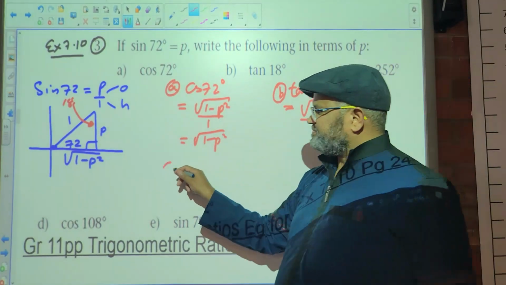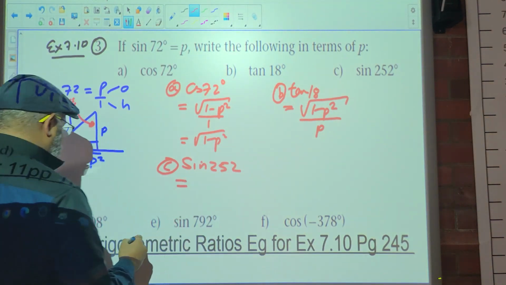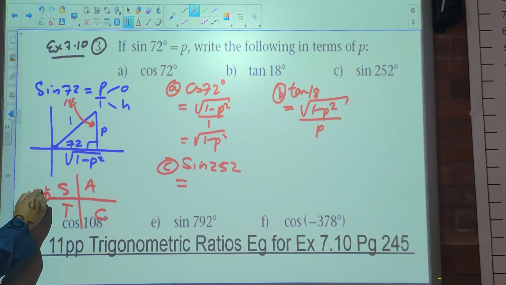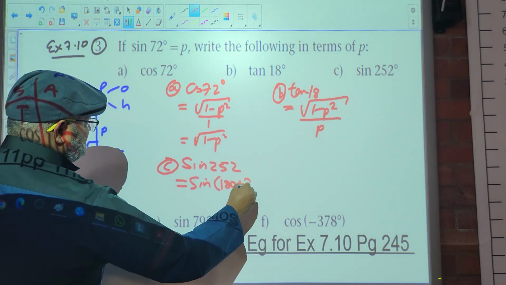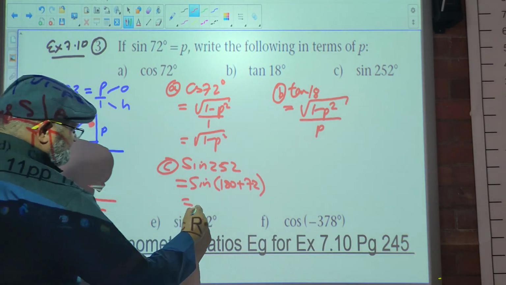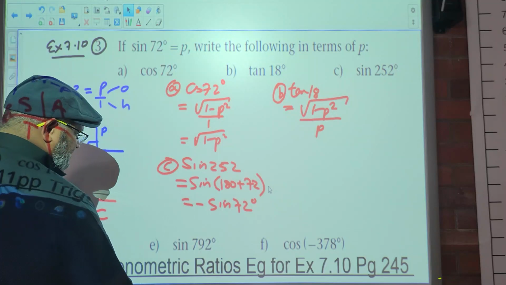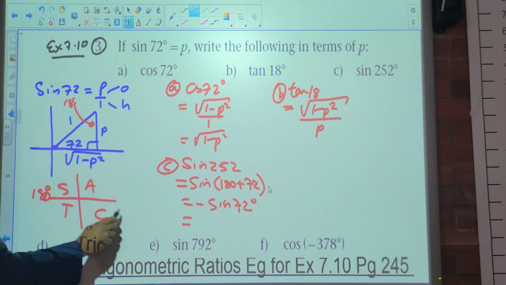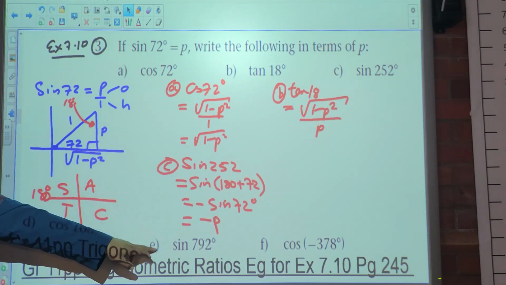Let's look at C. Sine of 252. We ask ourselves in which quadrant is 252? Third quadrant. How do we get into the third quadrant? Sine of 180 plus 72. In the third quadrant is sine positive or negative? Negative. So it's negative sine 72 degrees. Sine is opposite over hypotenuse. So it's negative p over 1, which is negative p. Do you guys understand?